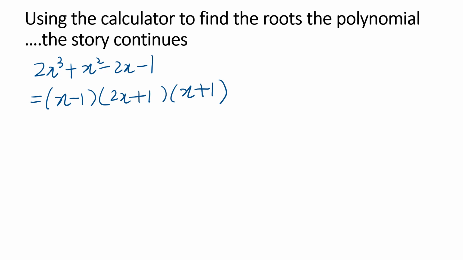Alright. I need you folks to be patient with me. I will try to explain the story as clearly as possible. Supposing we are asked to factorize 2x cubed plus x squared minus 2x minus 1, and supposing we have done all the necessary working, all the steps, and we come out with these three linear factors, right?